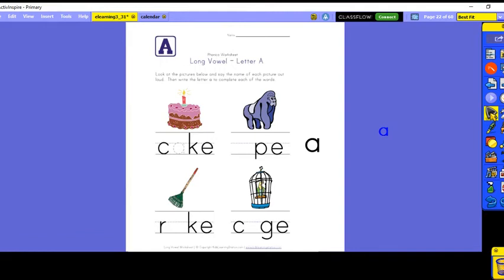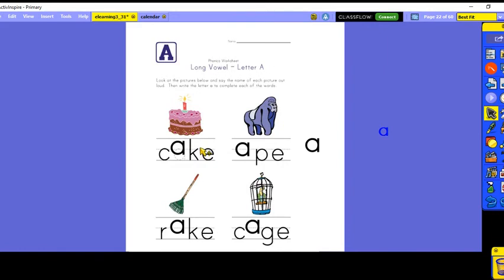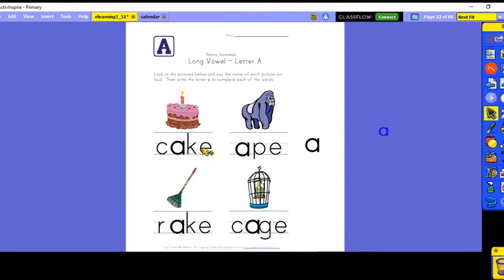Okay, I couldn't get this to work last time, but now I can. So let's look through and we'll put the long A in these different words. Cake, ape, rake, and cage all have that long A sound. And you'll see this magic E at the end makes the vowel say its name.